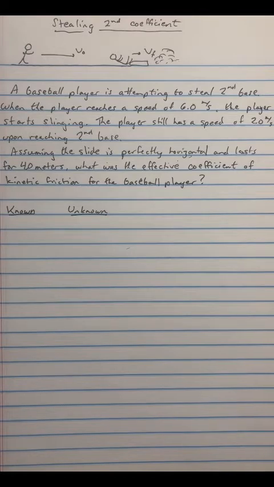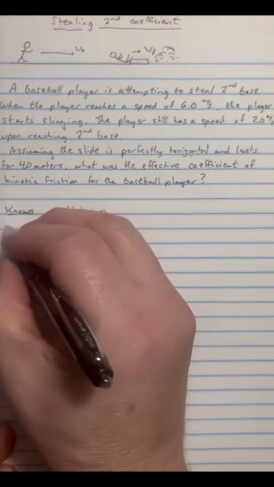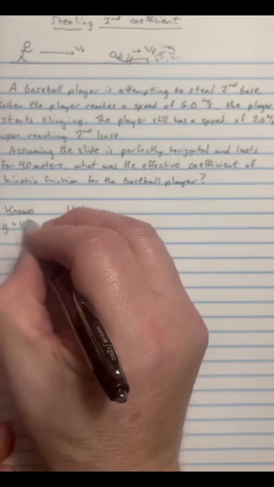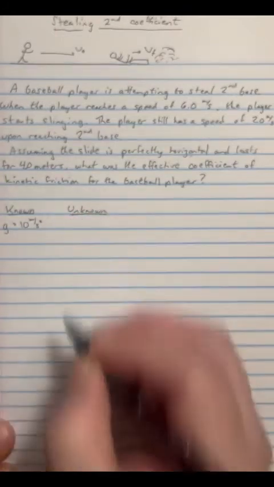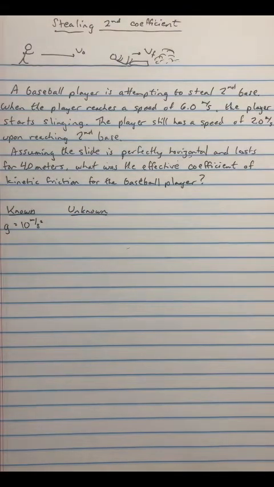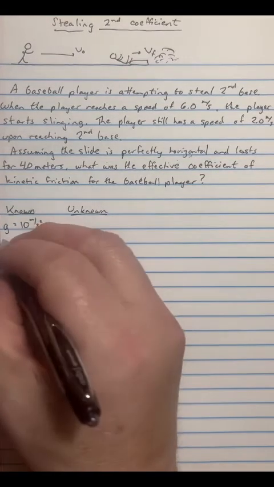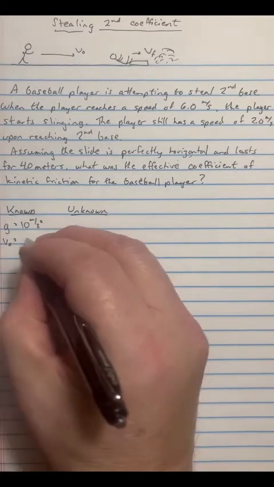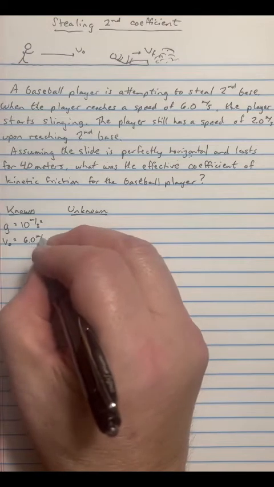So let's do the knowns first. Those are the things that are written. We already said this, that the acceleration due to gravity will be rounded off to 10 meters per second squared, like that. Let's also take a look at the speeds. Those are numbers that are given to us. So the original or initial speed is 6 meters per second.